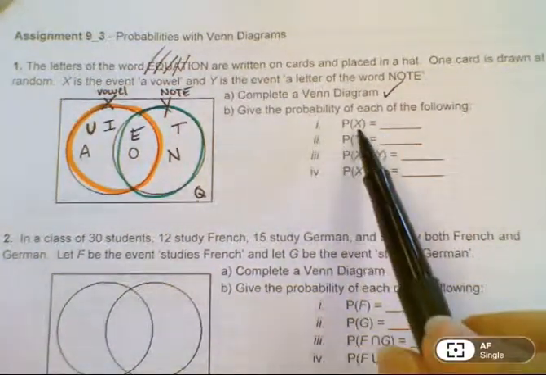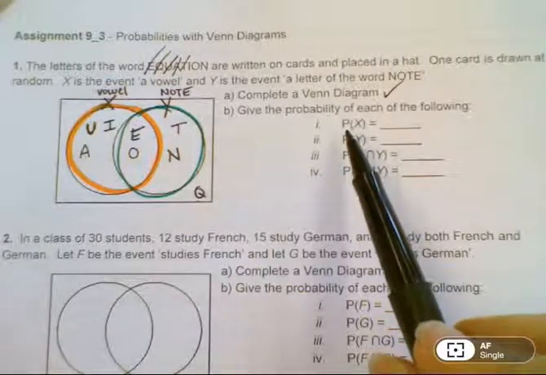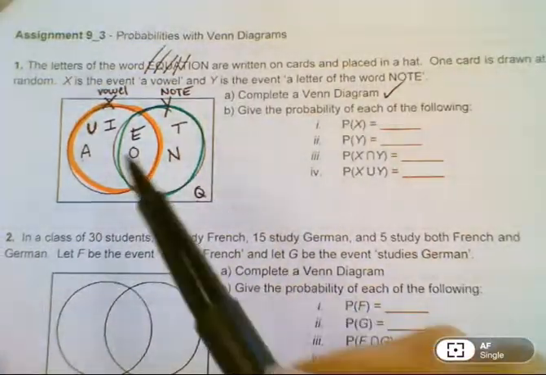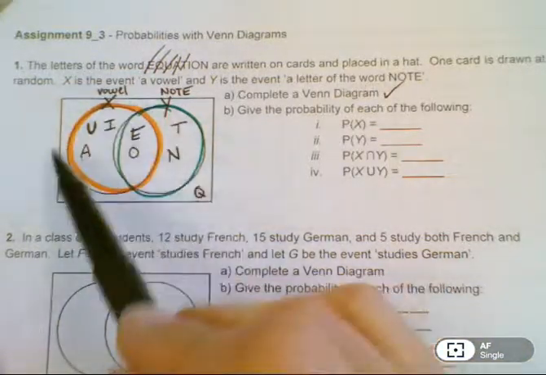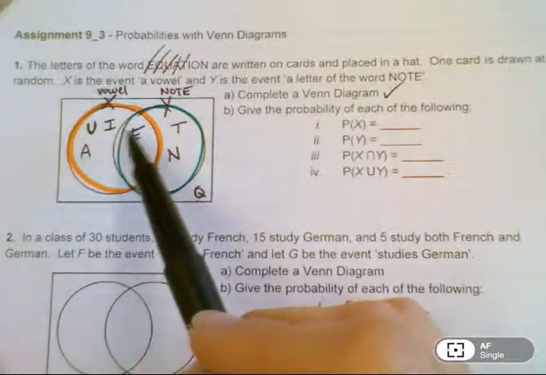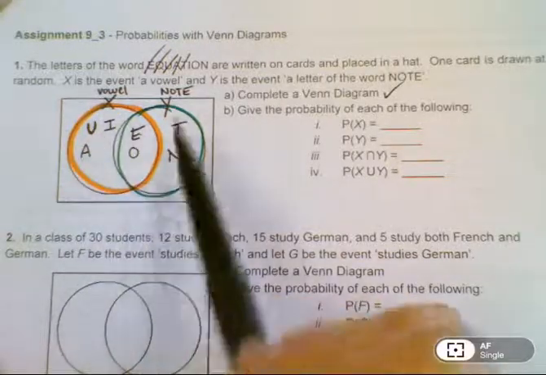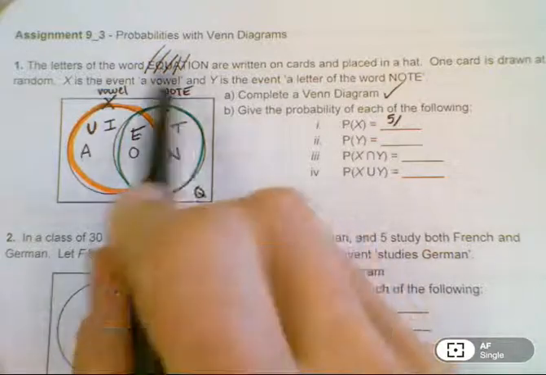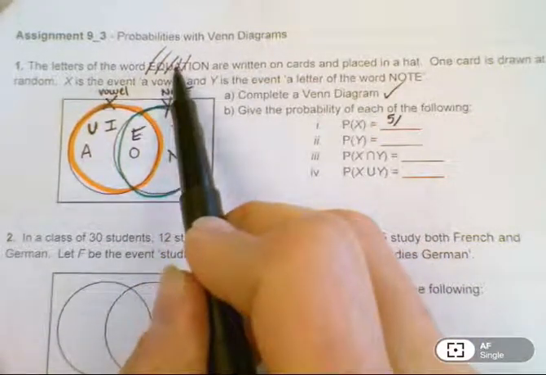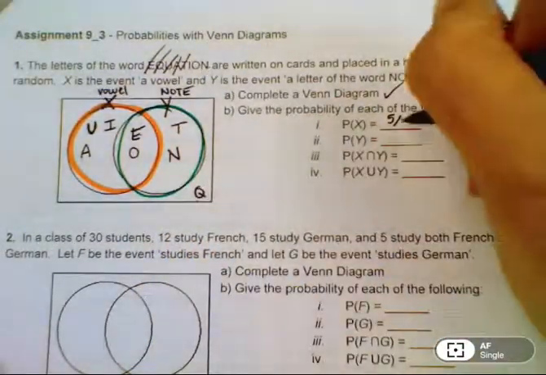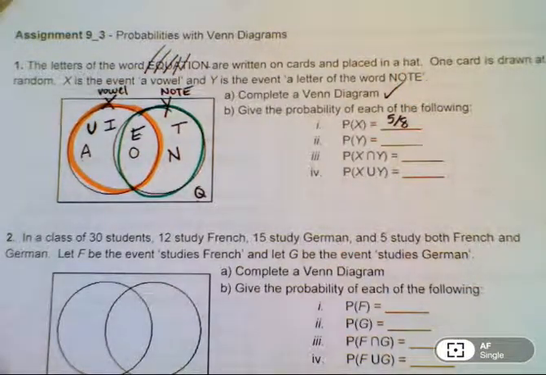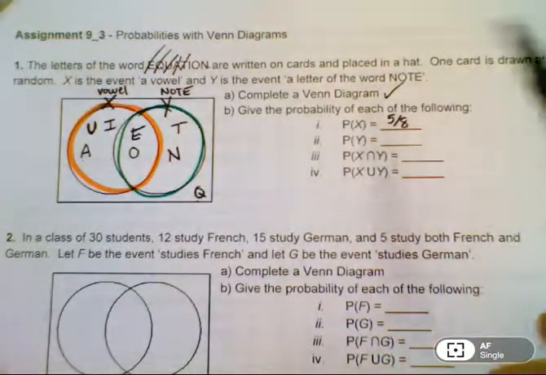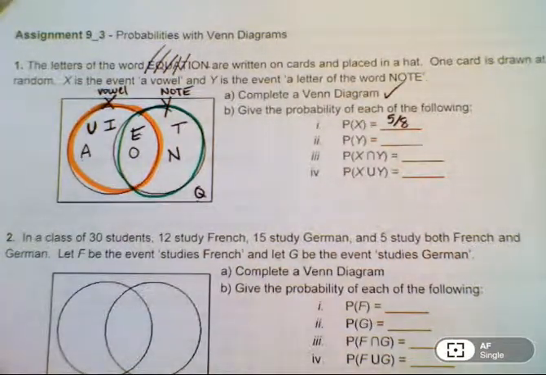The probability of X just simply means, I'm going to grab a letter at random. What's the probability that it's a vowel? Because that's what the event X is. So in the orange circle total, I've got A, E, I, O, and U, right? 5 vowels. And then in the word equation, I've got 1, 2, 3, 4, 5, 6, 7, 8 letters. So the probability is 5 over 8. Q counts as a possible outcome because it is in the word equation. It's just not in the Venn diagram.